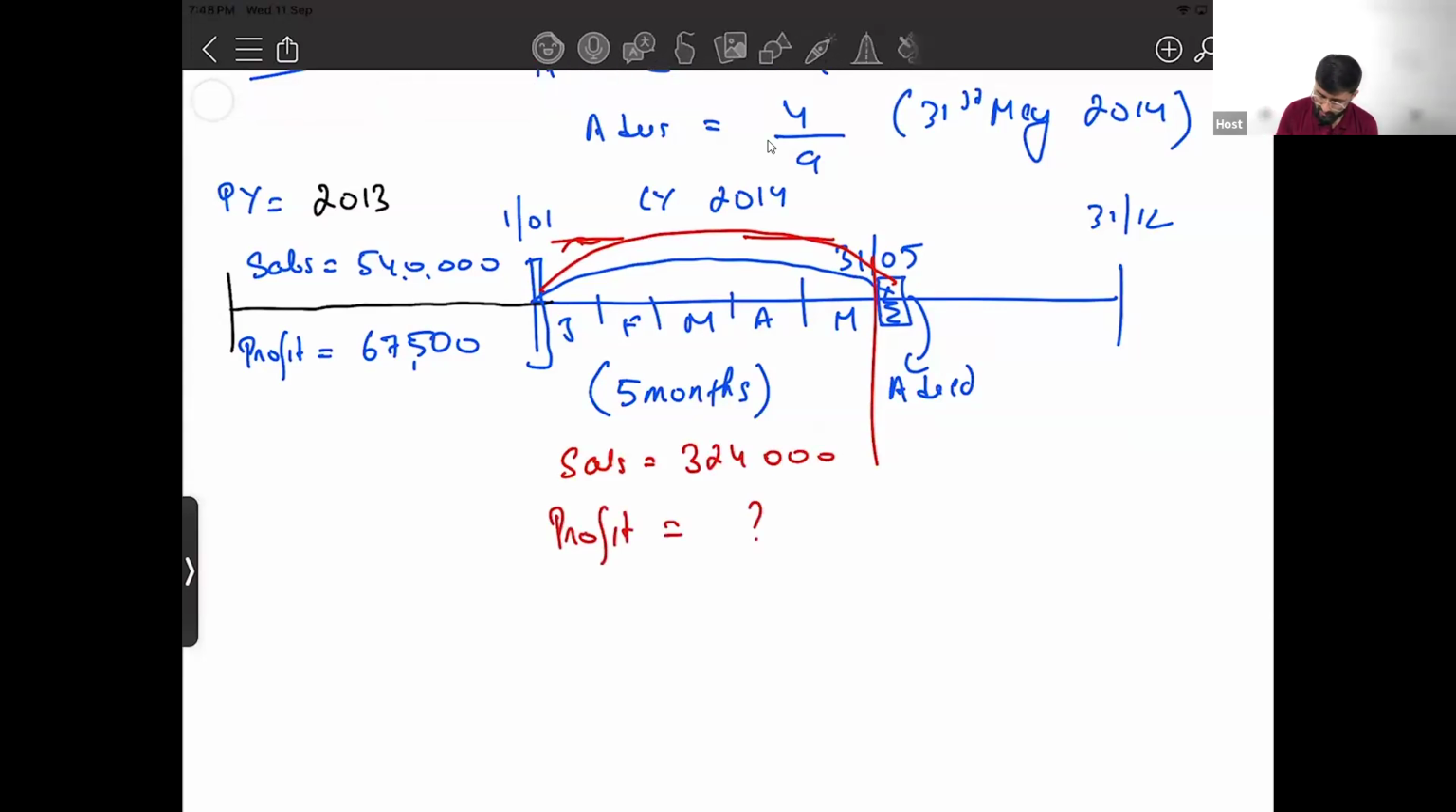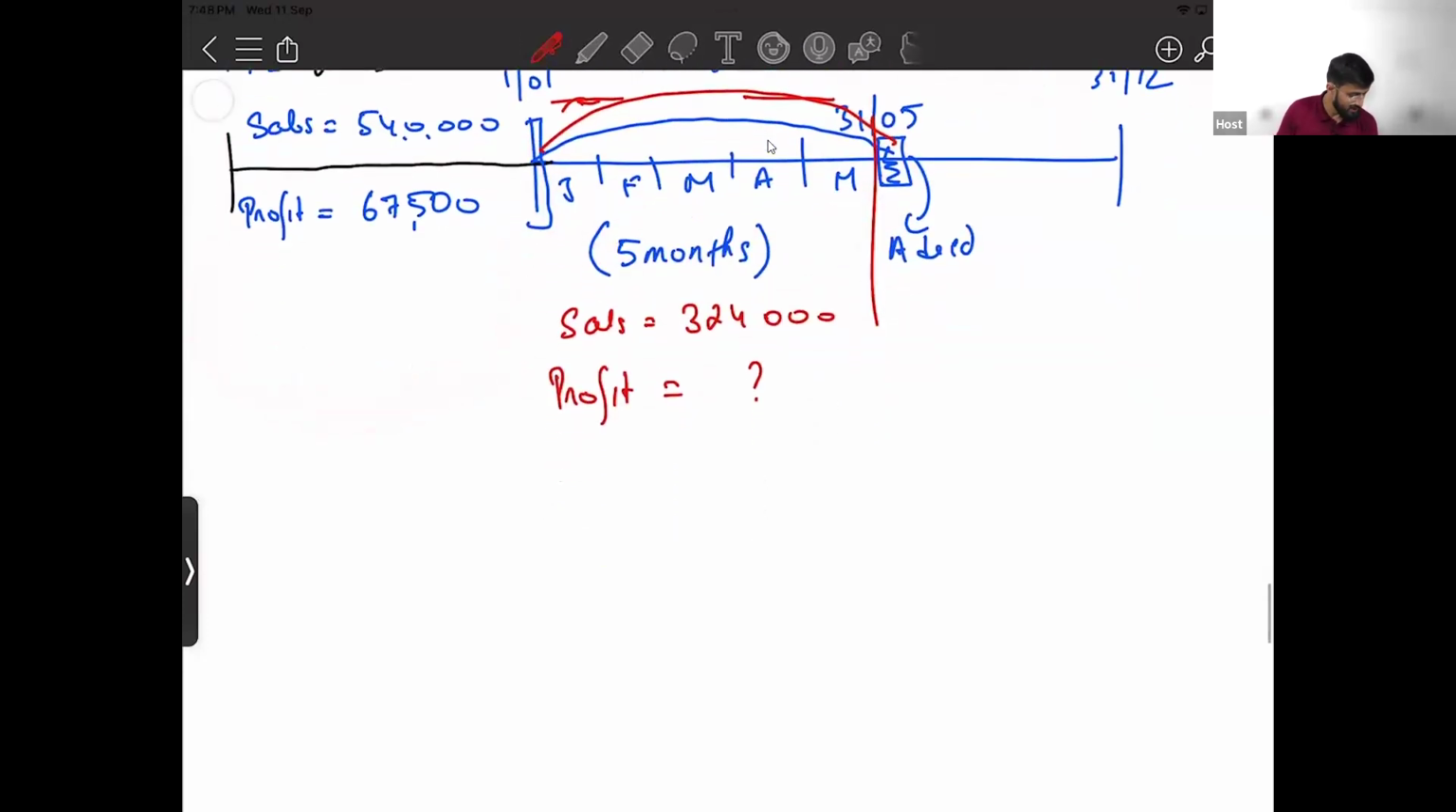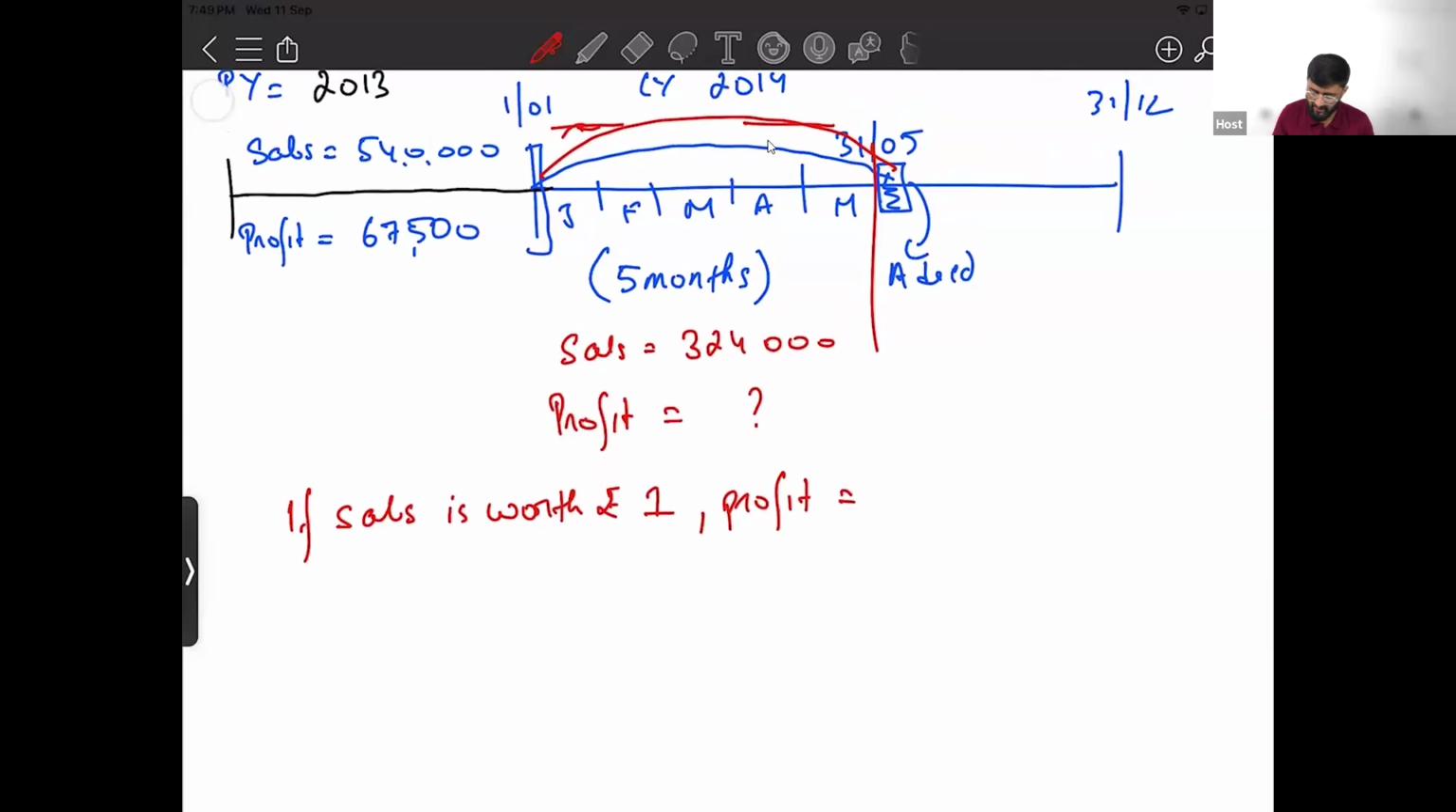So what will we do? We will take these two pieces of information. Profit for this current period of 5 months we need to find. Let's see. If the sale is worth rupees 1, profit will be how much? We take the profit of 67,500 and divide it by the total sales.